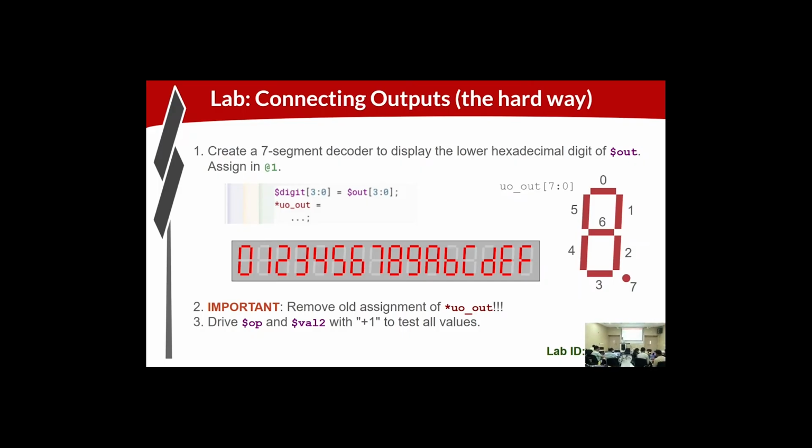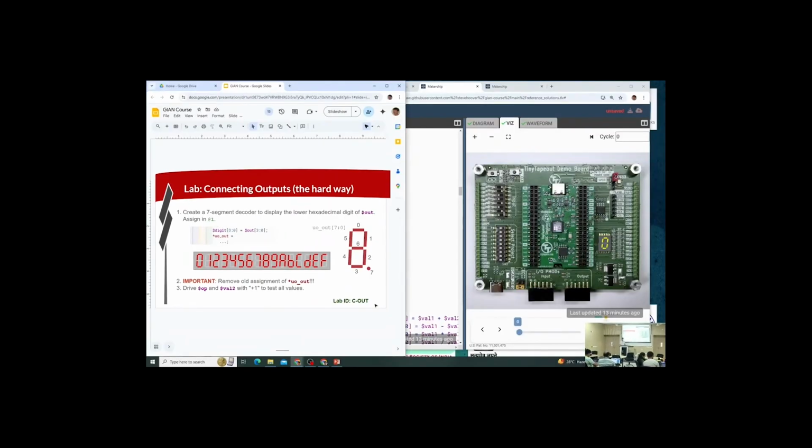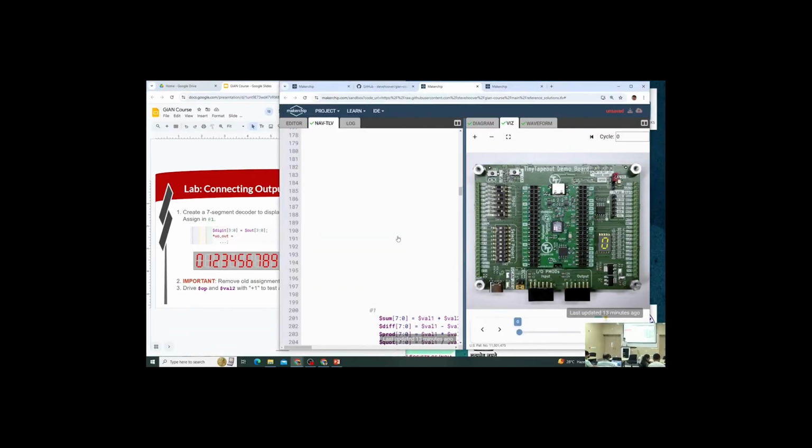Okay, so there's no learning without struggle. If you are struggling, I'll help you get started here. Let's see. That's my reference solution.